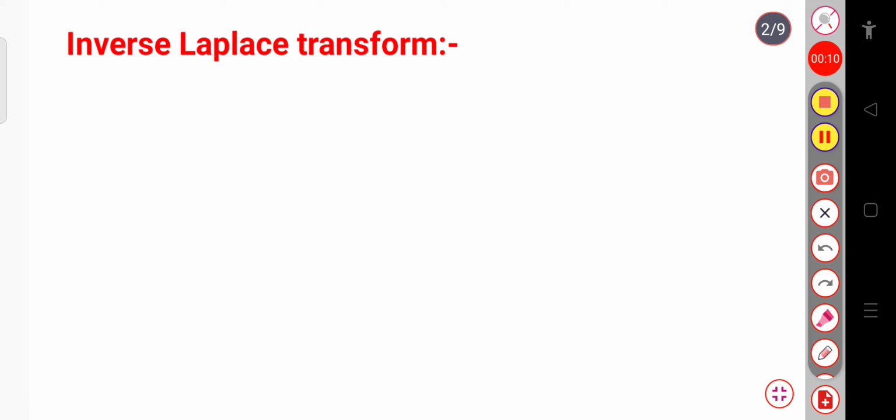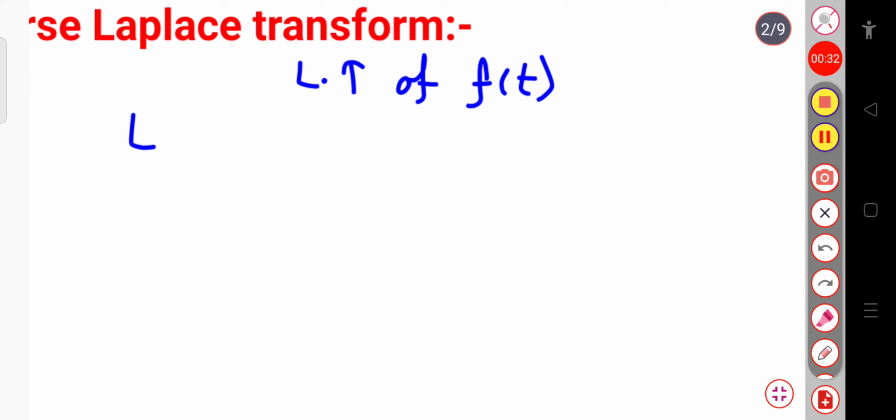As in the previous classes, we have already discussed the Laplace transform. In the case of the Laplace transform, the general form for a function, suppose f of t, is as follows. The Laplace transform of this function f of t can be written as L of f of t.